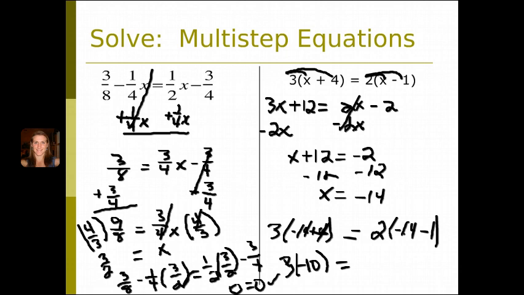From there you do the math on both sides. 3 times negative 10 is negative 30. 2 times negative 15 is also negative 30. And our work is correct.